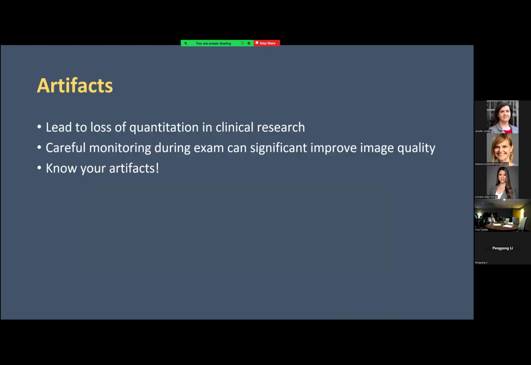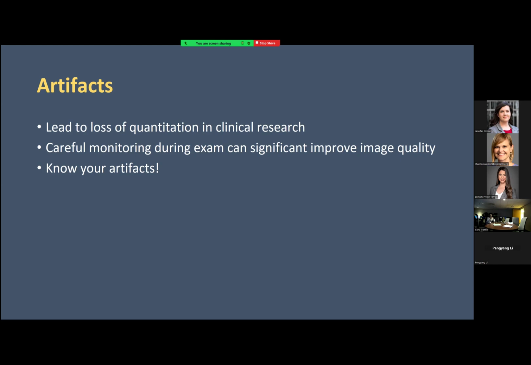Artifacts are a big part of research as well as clinical exams. They can lead to significant loss of the quantitation that's needed for a clinical research study, so we carefully monitor these during the exam and reacquire as needed. I think I gave this lecture maybe in the fall: know your artifacts. That's really helpful, because we could miss a critical scan that's the primary endpoint for a study due to an artifact if we're not recognizing it and reacquiring it during the exam.